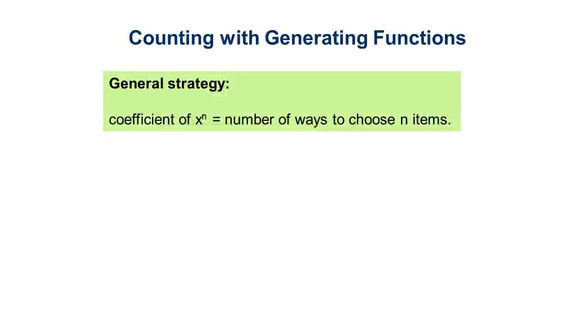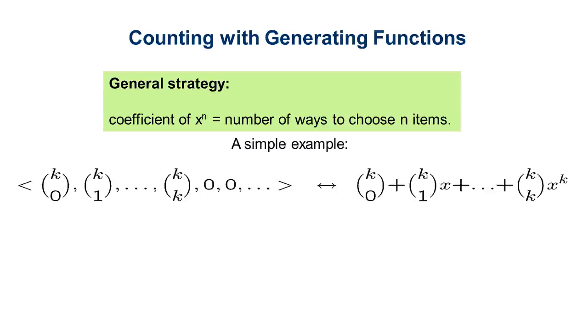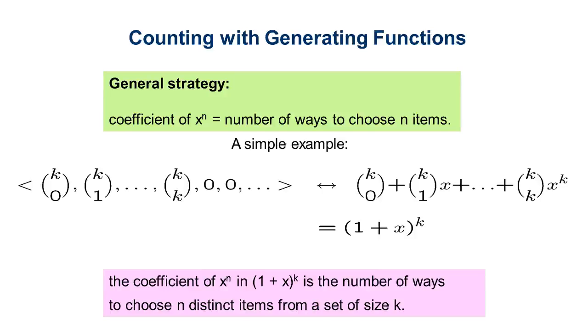General strategy: the coefficient of x to the power n is the number of ways to choose n items. A simple example: combinations C(k,0), C(k,1), ..., C(k,k), etc. This is represented as a generating function C(k,0) plus C(k,1)x plus ... This is a binomial expression. This becomes (1 plus x) to the power k. The coefficient of x to the power n in (1 plus x) to the power k is the number of ways to choose n distinct items from a set of size k.